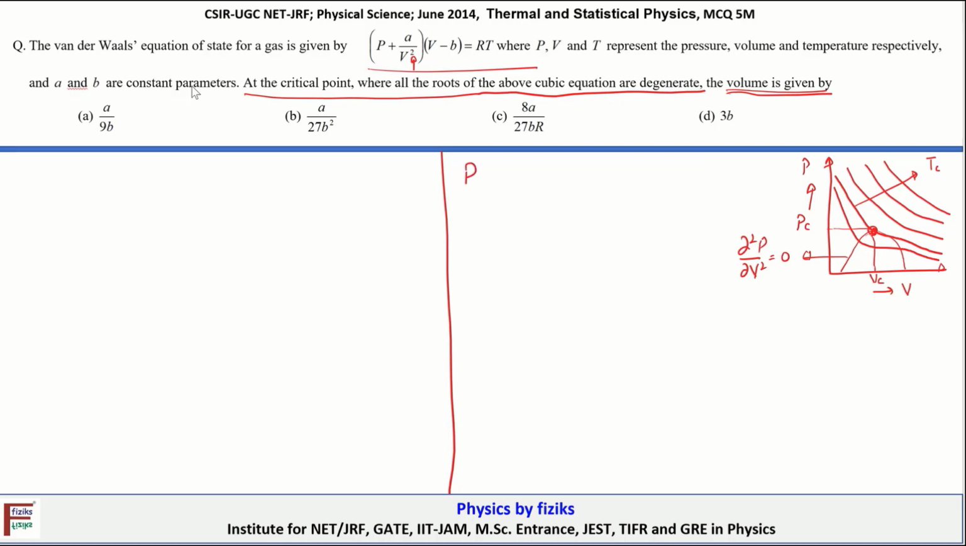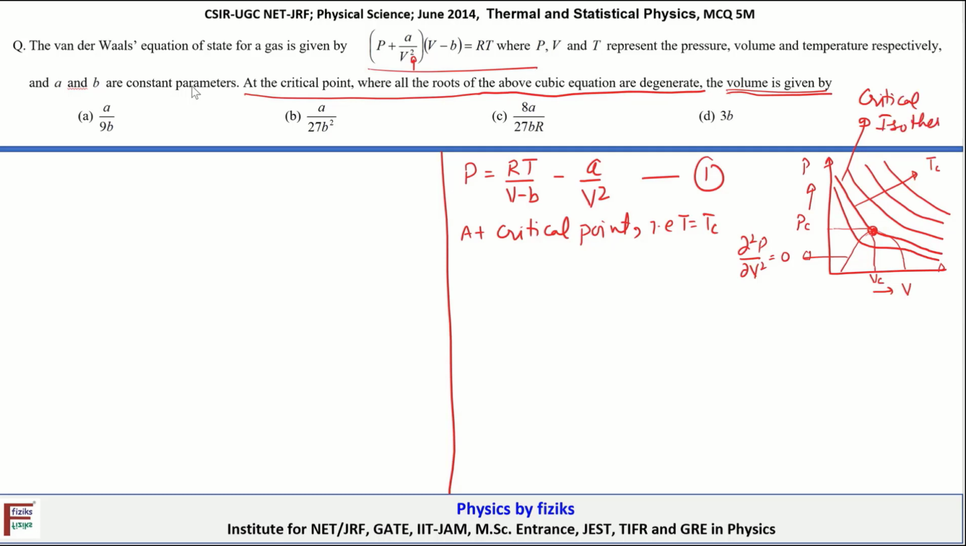The equation of state for the van der Waals gas can be rewritten as P is equal to RT upon V minus b, minus a upon V square. Let's call this equation 1. So at the critical point, that is at T is equal to TC, as I said earlier, we call this the critical isotherm. Okay, so at this point, dP by dV at T is equal to TC is equal to 0, and also d2P upon dV square at T is equal to TC is equal to 0.